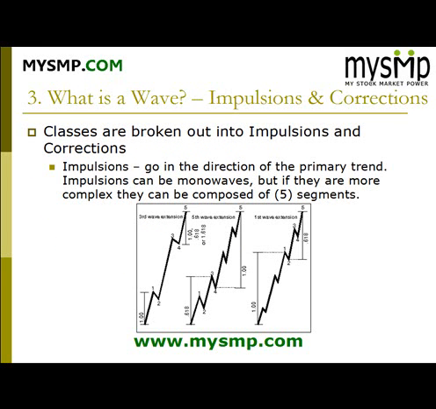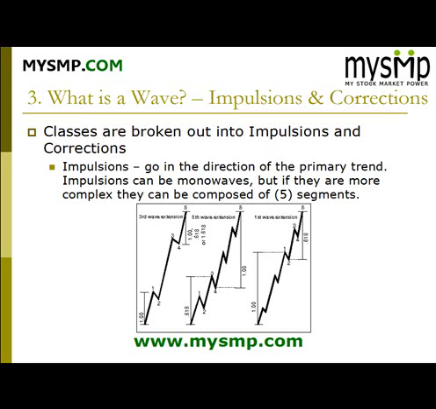All right. Now classes are broken into impulsions and corrections again. So we just talked about corrections. Now impulsions, this is the fun stuff, right? This is when the market is going in a primary trend, and they can be composed of monowaves or more complex patterns. But what you really want to look for is just a strong move.